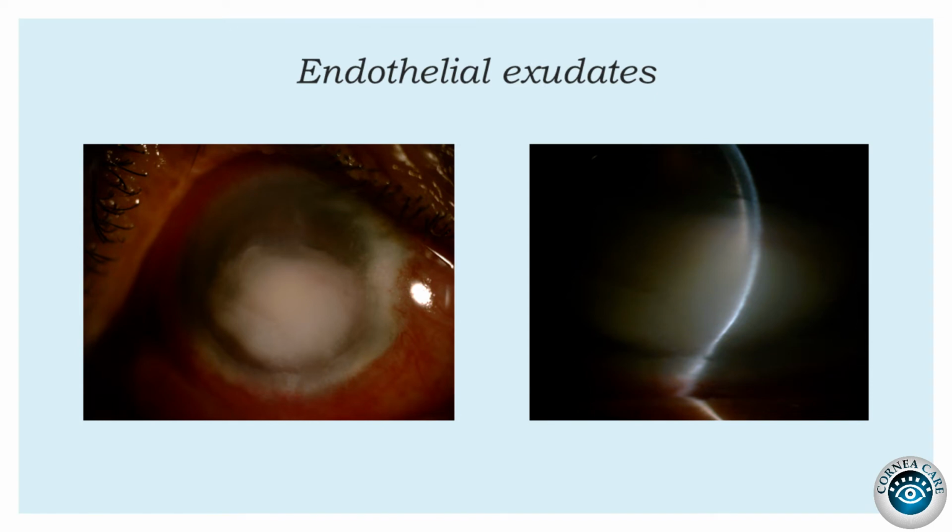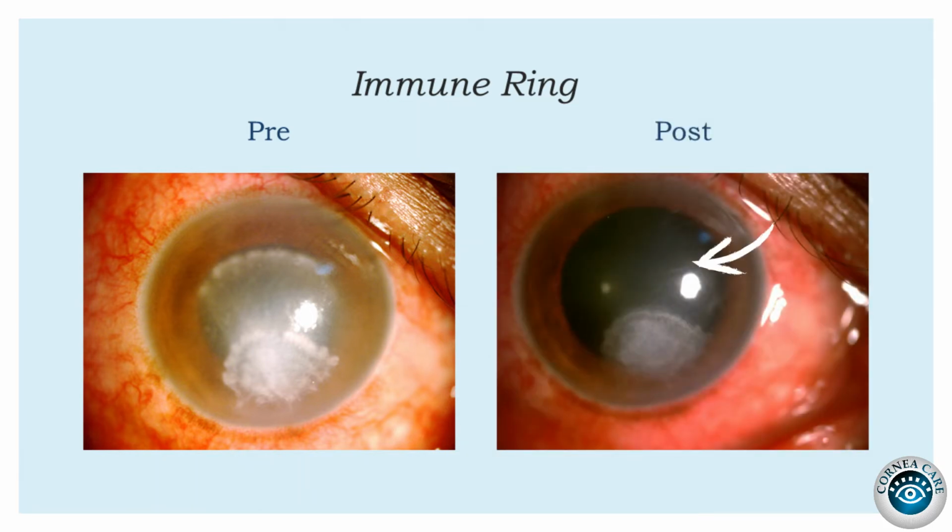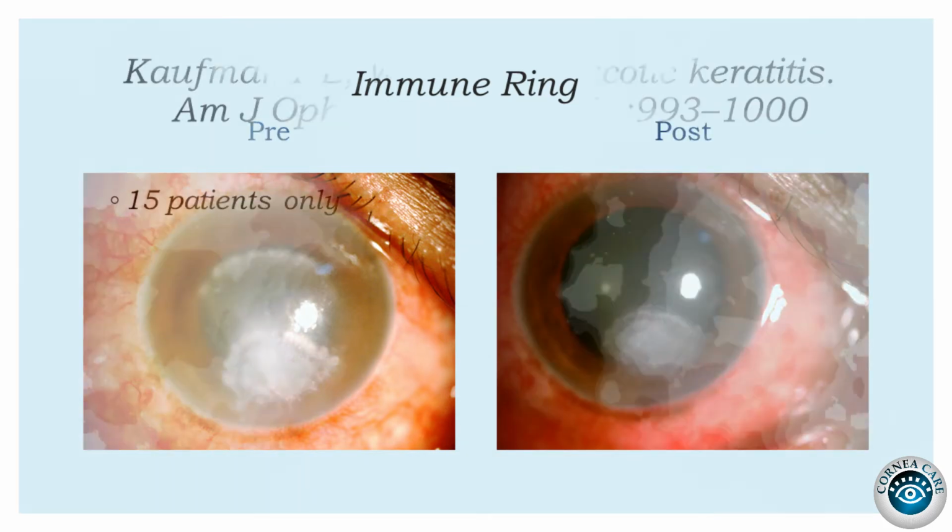Endothelial exudates are small or large chunks of inflammatory exudates. Immune ring is the arrangement of infiltrate in an arc-like pattern away from the main infiltrate. They don't contain the causative organism; rather, the antigens diffusing from the main infiltrate react with antibodies. That's why they are away from the main infiltrate and they heal without leaving any scar.